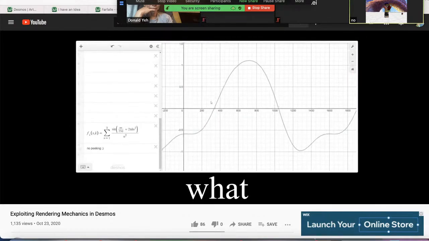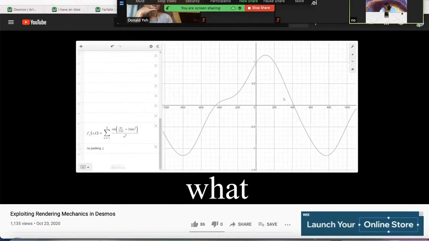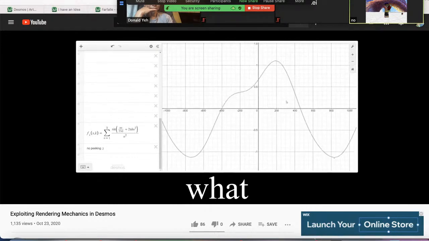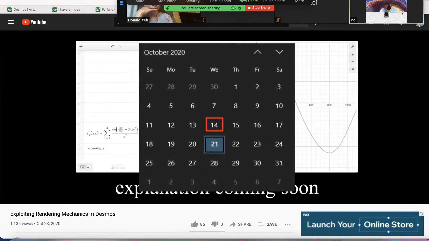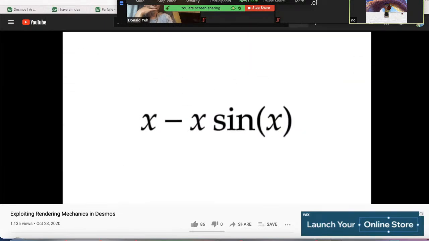Okay, so what is this and how does it work? Before we can cover that, let's go back in time a bit. Enter October 14th. I was sitting in calculus doing derivatives work and I got this problem. Nothing too out of the ordinary.